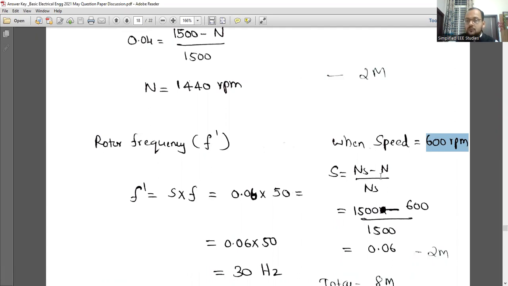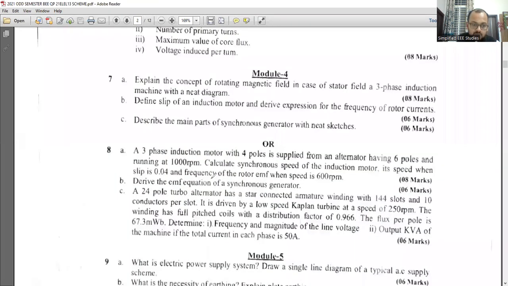Read the question carefully. They have mentioned very clearly what they have mentioned. I'll be showing you the question again. Please read the sentence: the frequency of the rotor EMF when the speed is 600 RPM. So please take the rotor speed equal to 600 RPM in the last case. Coming back to the answer, what would be the answer? So check it up.